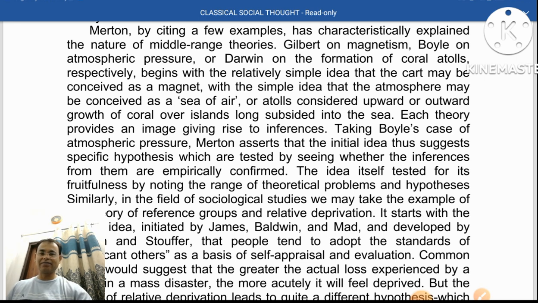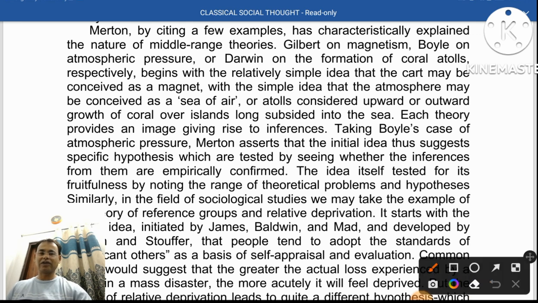Gilbert on magnetism, Boyle on atmospheric pressure, and Darwin on the formation of coral atolls, respectively, begin with the relatively simple idea that the earth may be conceived as a magnet, that the atmosphere may be conceived as a sea of air, or that an atoll may be considered as upward or outward growth of coral over an island long subsided into the sea. Each theory provides an image giving rise to inference.